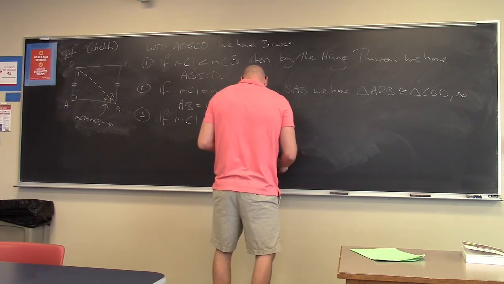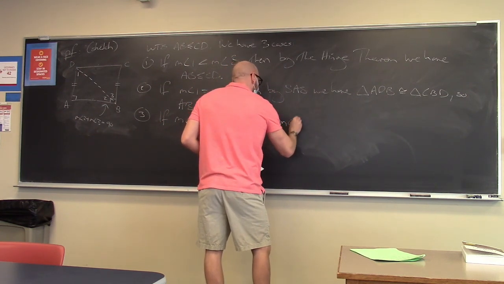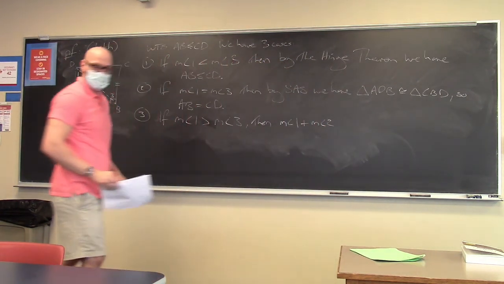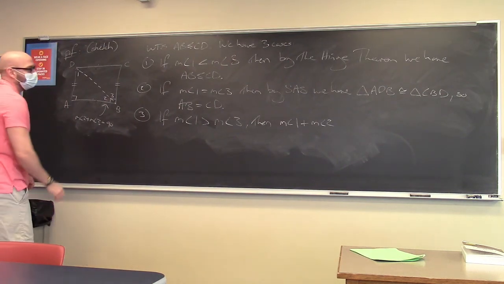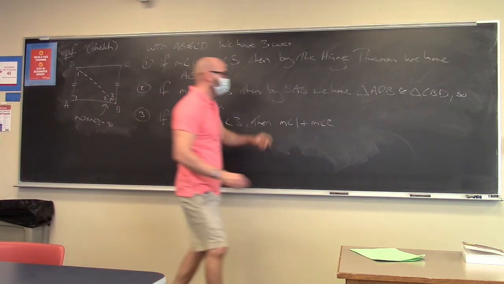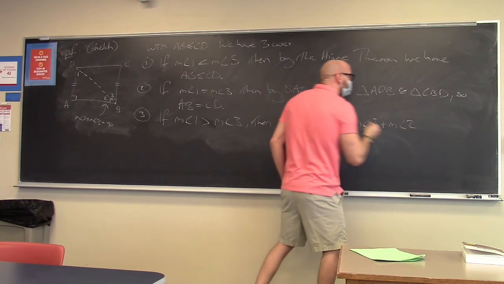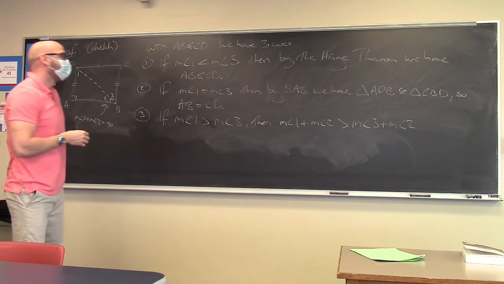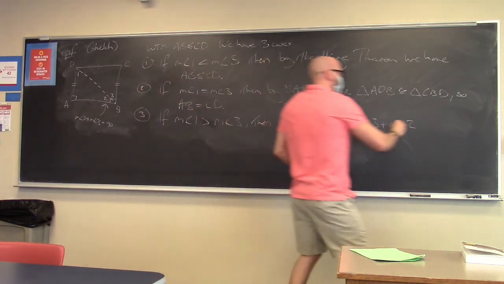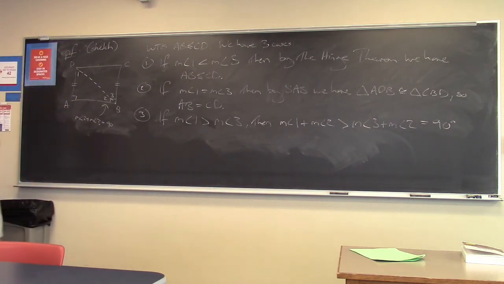Then, measure of angle 1 plus measure of angle 2. Add them together. Well, measure of angle 1 is bigger than angle 3, right? So measure of angle 1 plus measure of angle 2, that's bigger than measure of angle 3 plus measure of angle 2. Measure of angle 2 plus measure of angle 3, that's 90 degrees, right? Where's the contradiction?